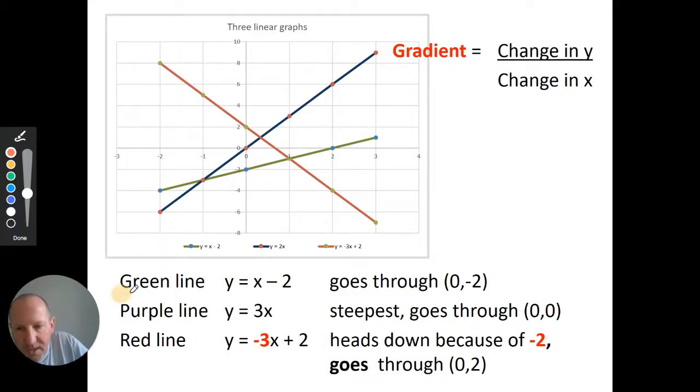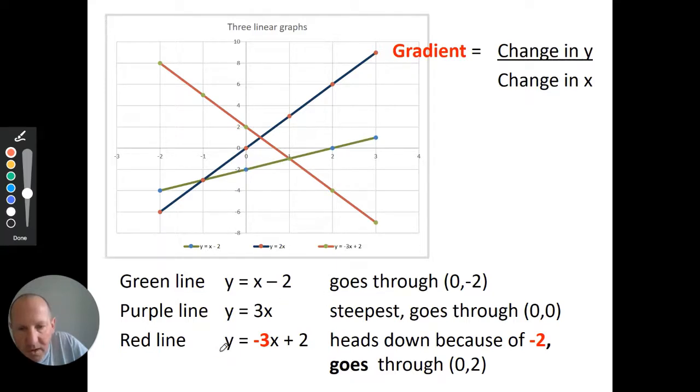If we look at the green line, that's 1x compared to 3x, so it's not as steep. And if we look at the c value, it's -2, so here it is going through at -2, and the line you can see is less steep.